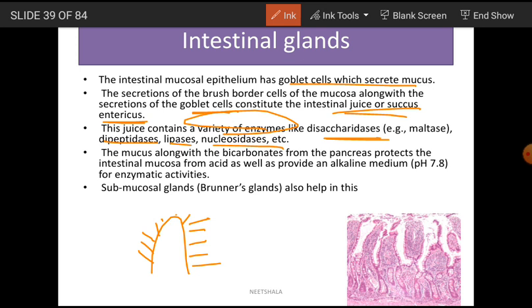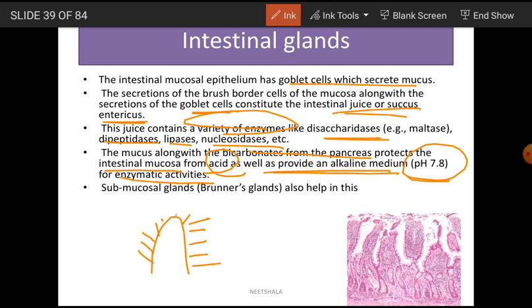The smallest components of every food particle are done. The breakdown of every food particle into its smallest or simplest form is done by the intestinal juice. And now, the next important point is the mucus along with the bicarbonates from the pancreas, that is going to protect the intestinal mucosa from the acid, as well as provide an alkaline medium for the enzymatic activity.